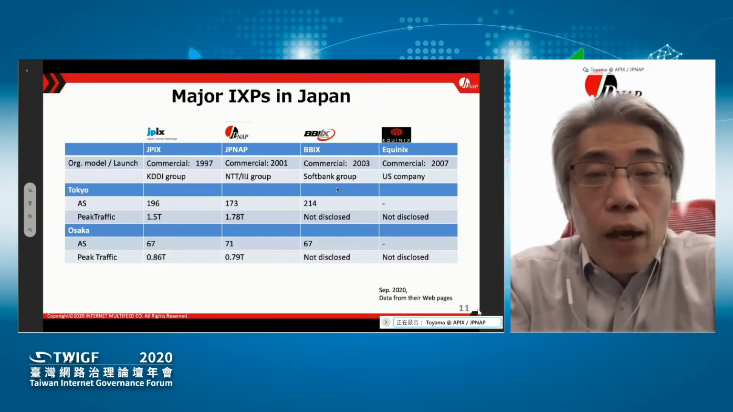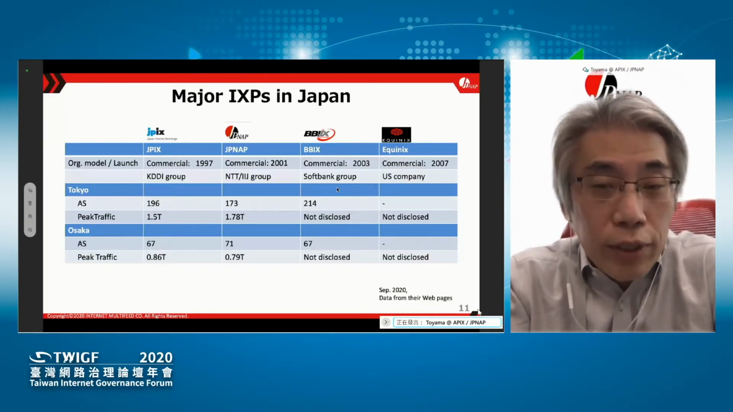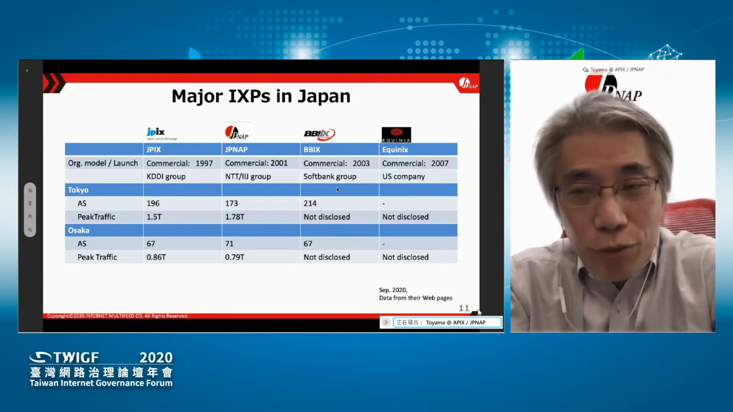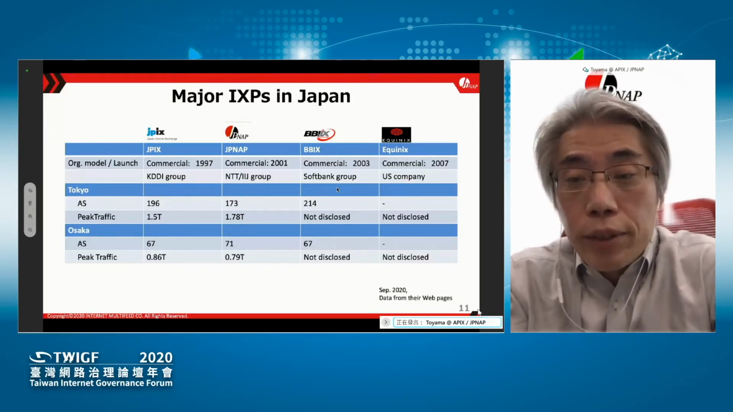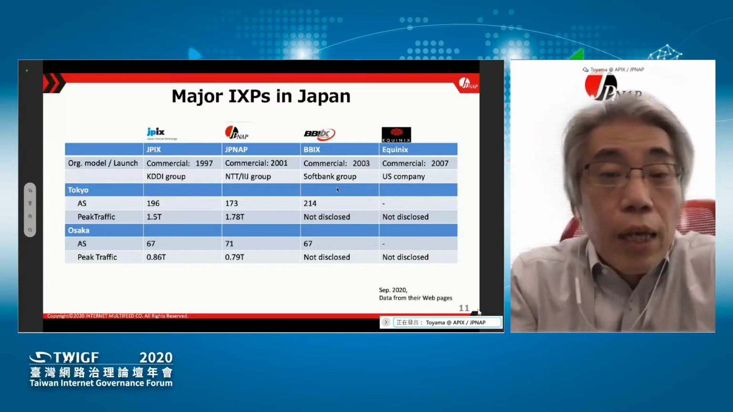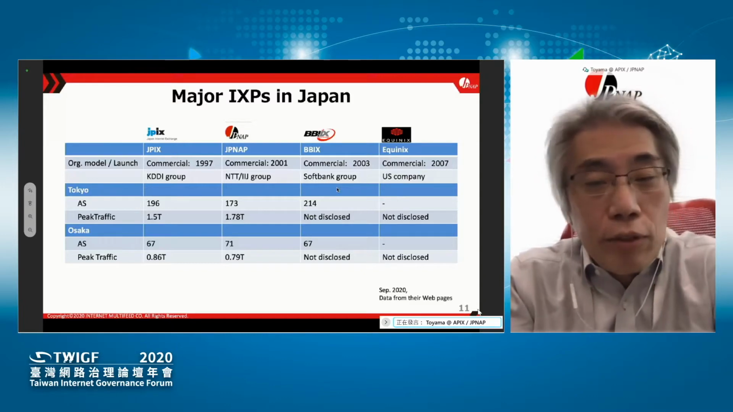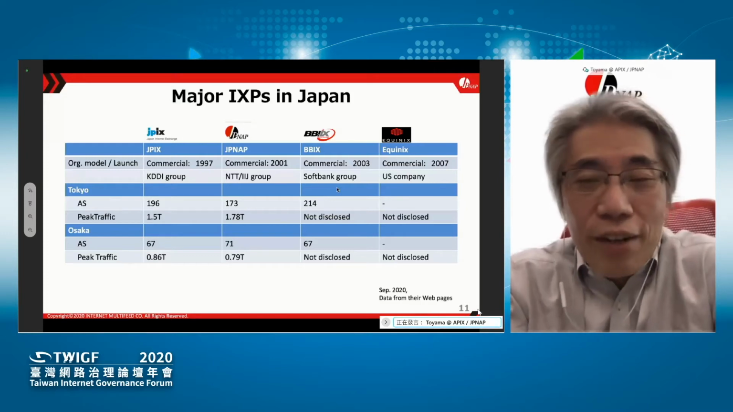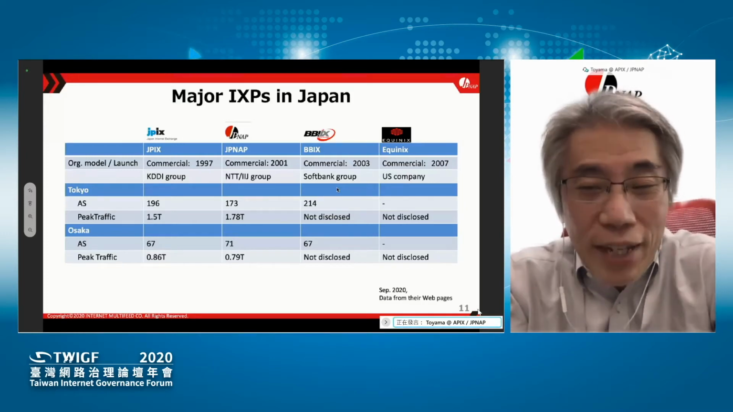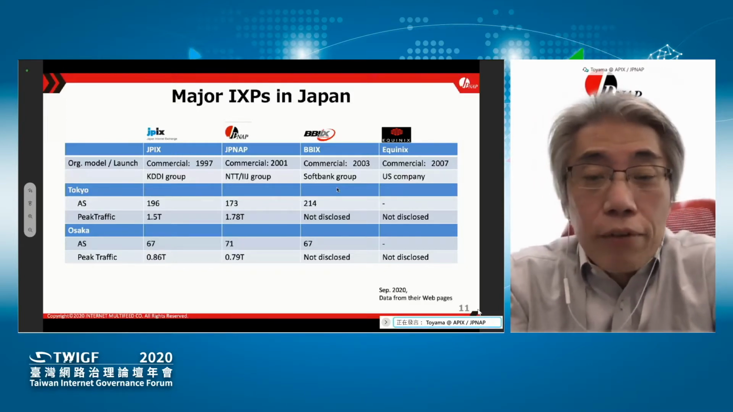And as you can see, there are 3 carrier groups, and each internet exchange belongs to a carrier group. The only exception is Equinix. Equinix comes from the US, and they also provide their internet exchanges and their data centers. Okay, so currently the connected AS numbers and the peak traffic are described here. Almost 3 internet exchanges are almost the same size, and Equinix is just a little smaller. Okay, so this is the current situation.